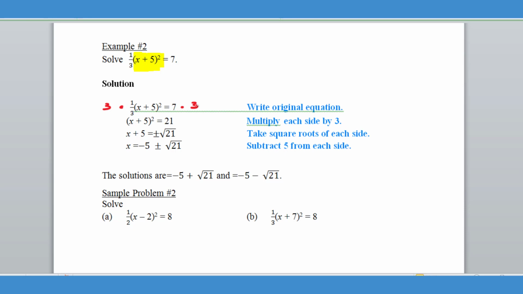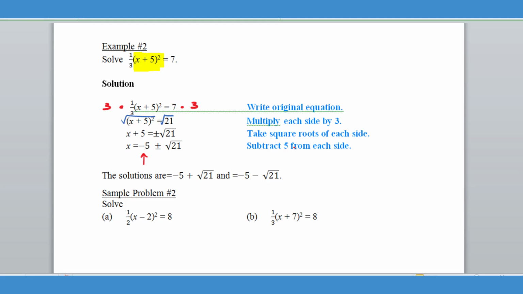Now, once we get x plus 5 squared on its own, then at that point we can actually take the square root of both sides. Now, a couple things here. Once we get x plus 5 equals plus or minus square root of 21, and we need to get x by itself, when we subtract 5 from both sides, it's important that you put that in front of the plus or minus instead of behind it. This will help us out later as we have to format our answers in different ways.